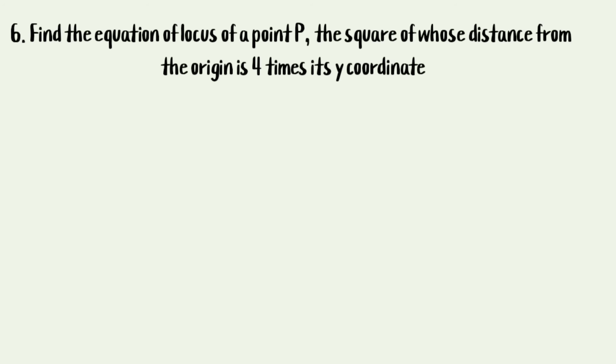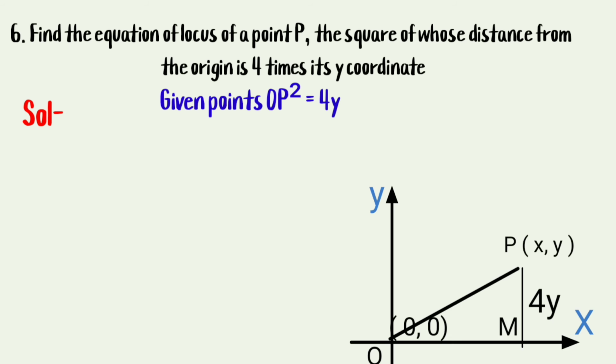So next one, sixth one: find the equation of the locus of a point P, the square of whose distance from the origin is 4 times its y coordinate. Solution: given OP square is equal to 4y. The square of the distance from the origin is 4 times the y coordinate, and the point O is the origin, (0, 0). So P(x, y) is any point on the locus.